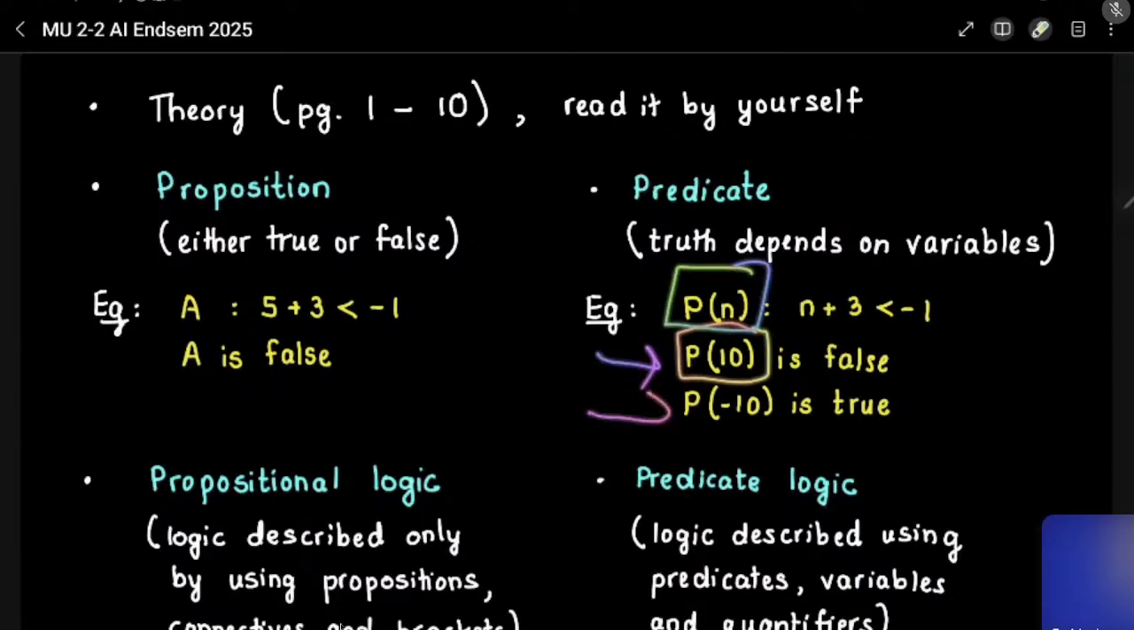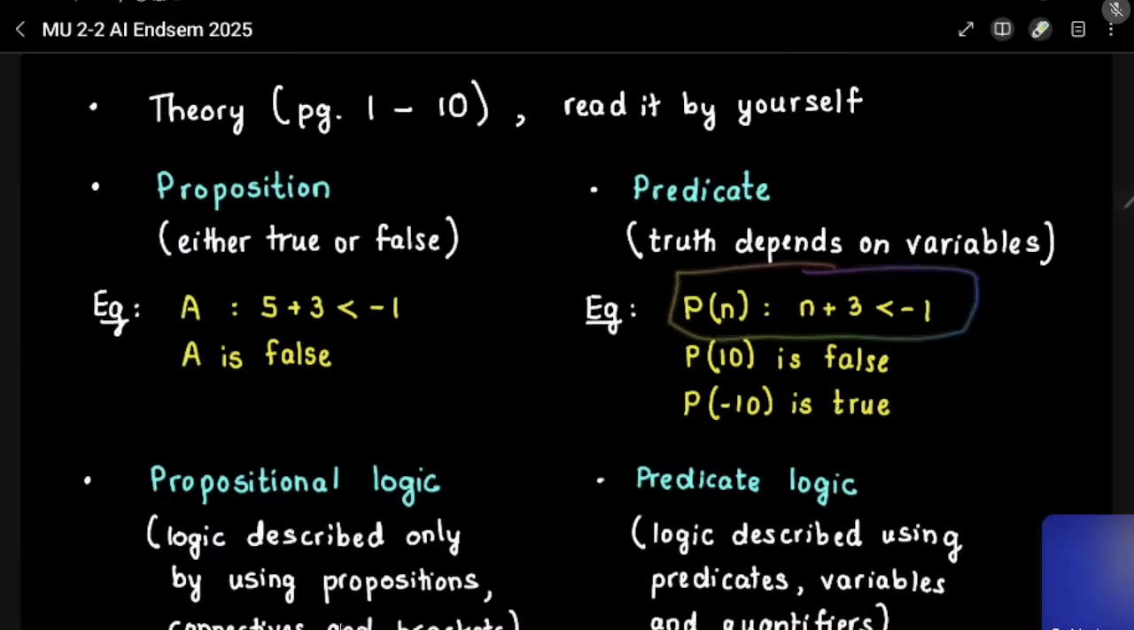These two are propositions because they're either true or false. But this is neither true nor false. It depends on the variable.